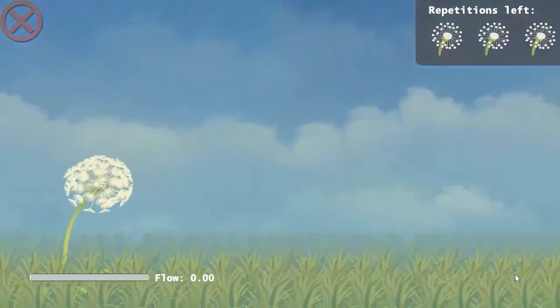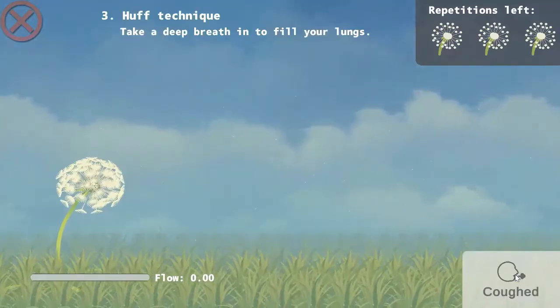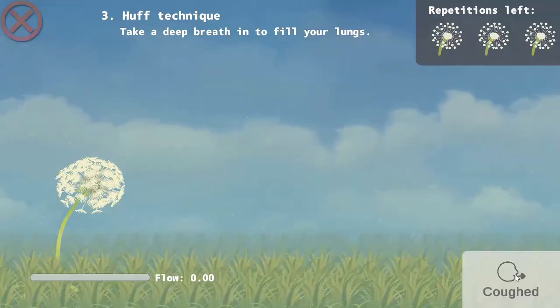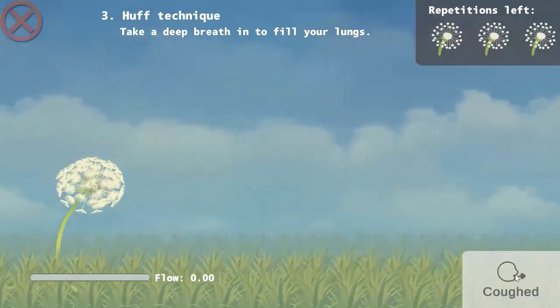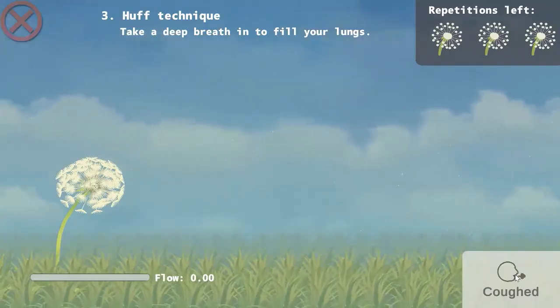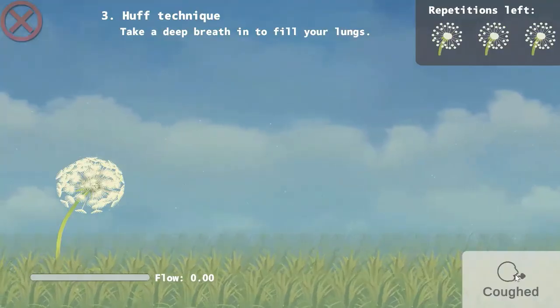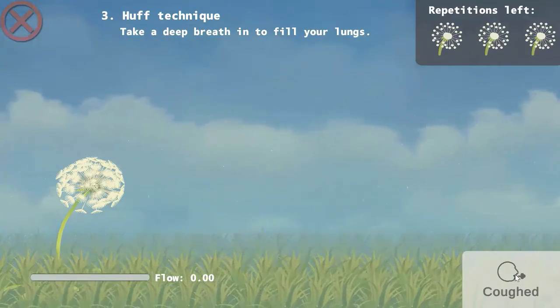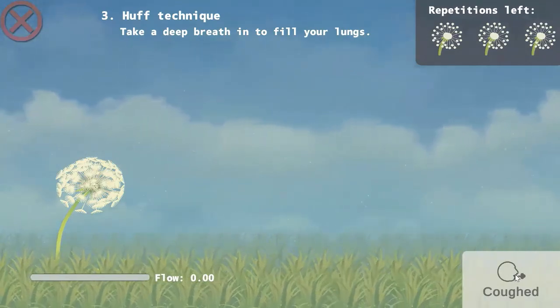Now we can look at our huff technique. We do get 3 repetitions for this. And the goal would be for the patient to breathe in deeply and to huff into the airflow sensor. There is a button here that if the patient coughs instead, that we can throw that trial out and restart. But if I am successful, we will see the seeds of the dandelion disperse from the stem.